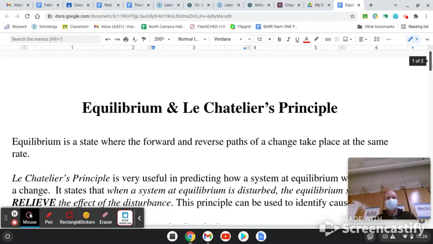Okay, hello everybody. So we read 7.5. It talked about equilibrium and Le Chatelier's principle.